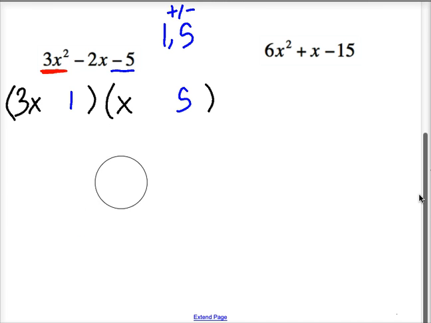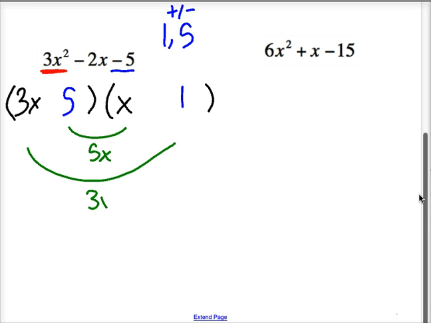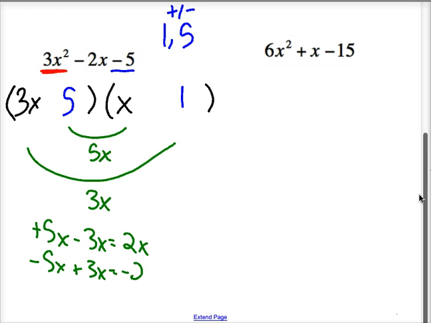So that means I have to flip-flop my 1 and 5. So I'm going to put my 5 over here, my 1 over here. Now I'm going to make those connections. So 5x and 3x. And I know one of those has to be negative. So I can either have a positive 5x with a negative 3x, or a negative 5x and a positive 3x.